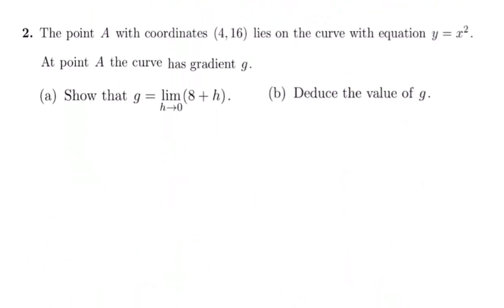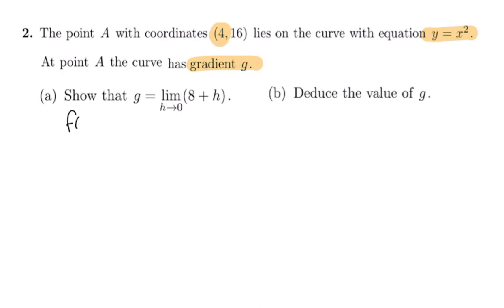So we've got a question here. It says the point A with coordinates 4, 16 lies on the curve with equation y equals x squared. At point A, the curve has gradient g. So this is my x value. y equals x squared is the function we're working on, and it says we've got a gradient of g. And we're asked to show that g equals the limit as h tends to 0 of 8 plus h, and part B, deduce the value of g.